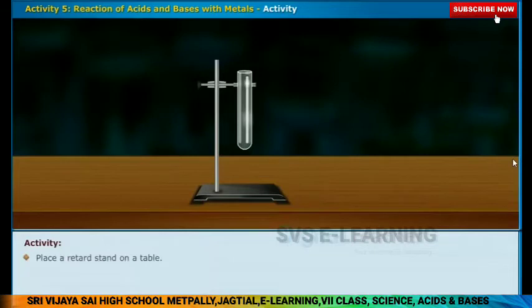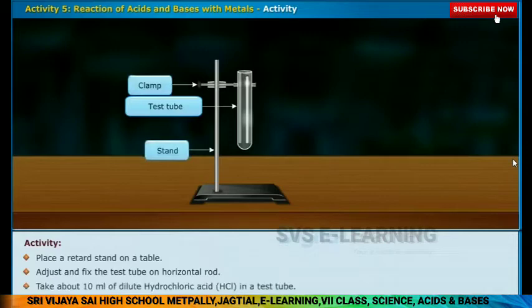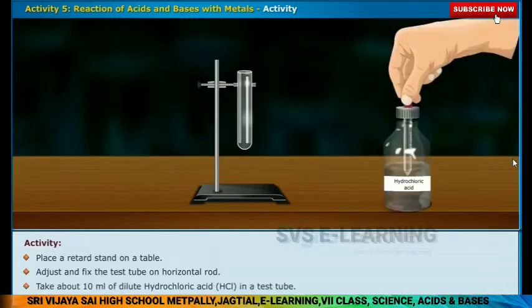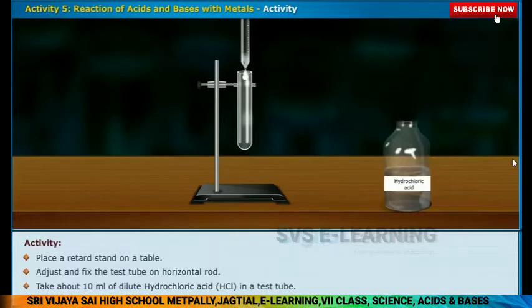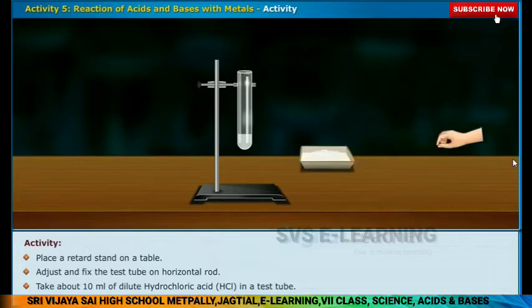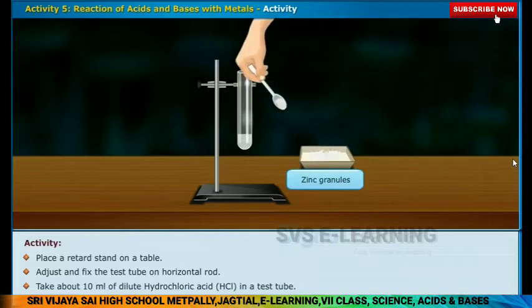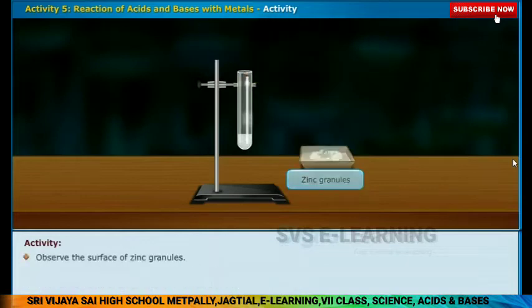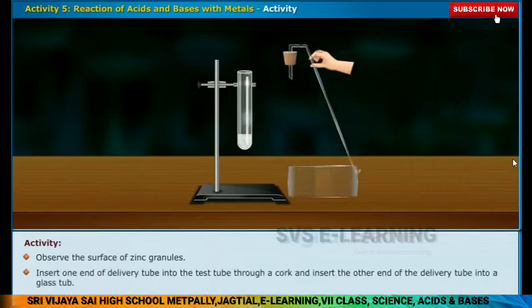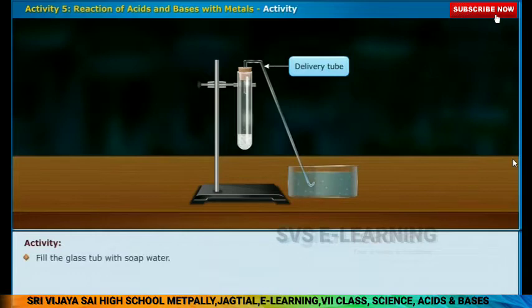Place a retort stand on a table. Adjust and fix the test tube on the horizontal rod. Take about 10 ml of dilute hydrochloric acid, HCl, in a test tube. Now, add a few pieces of zinc granules in it. Observe the surface of zinc granules. Insert one end of a delivery tube into the test tube through a cork and insert the other end of the delivery tube into a glass tub. Fill the glass tub with soap water.